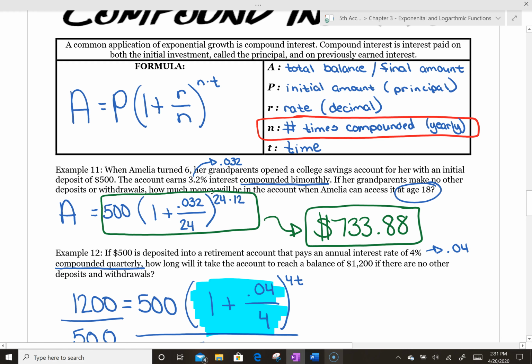If it was compounded weekly, well, how many weeks are in a year? 52. So N would be 52. If it was compounded daily, well, how many days are in a year? Well, that's 365. So just kind of ask yourself, that is all based off of years. Okay?